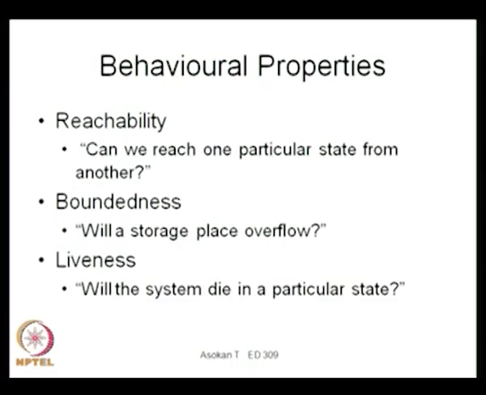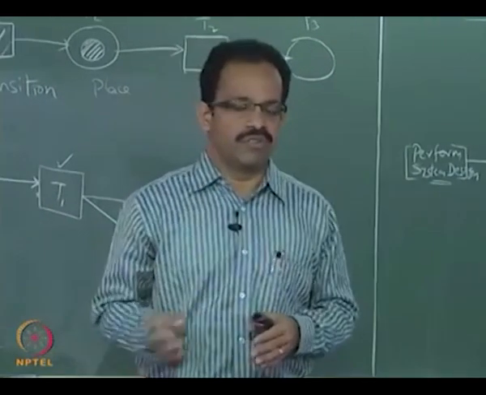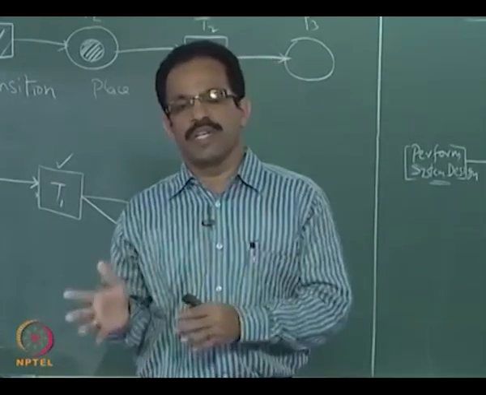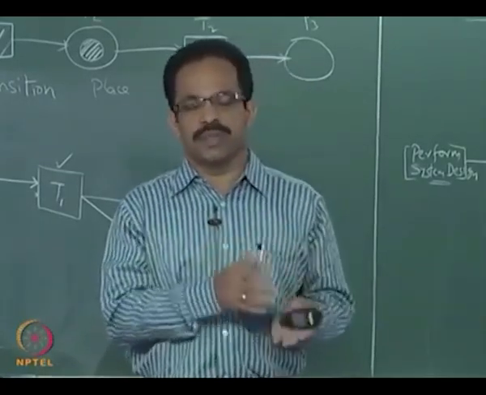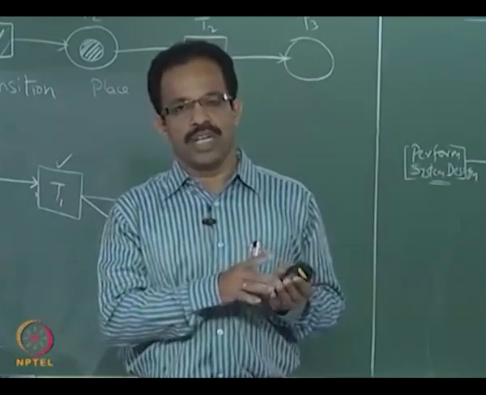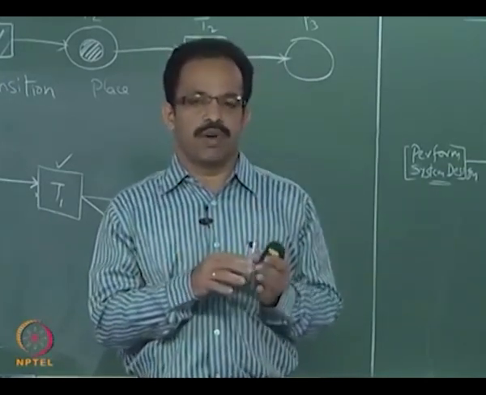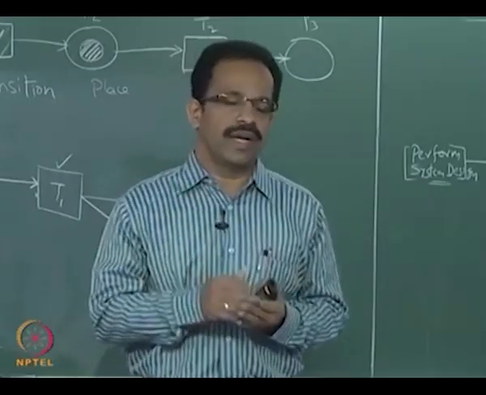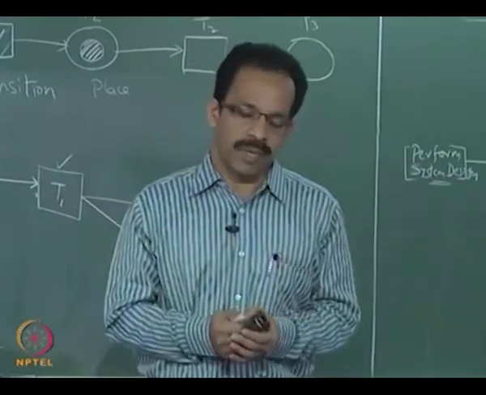The first is reachability. Basically, can we reach one particular state from another? So we have a particular state of one situation and we want to reach another situation. We need to find out what the possibilities are to reach that situation, whether we can really reach that situation from the present situation. So we can model those situations and then, by placing the tokens and the transitions, analyze whether we can really reach that situation or not. That can be done using Petri nets.